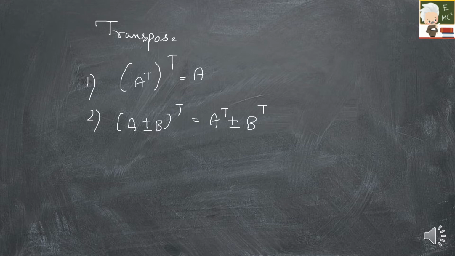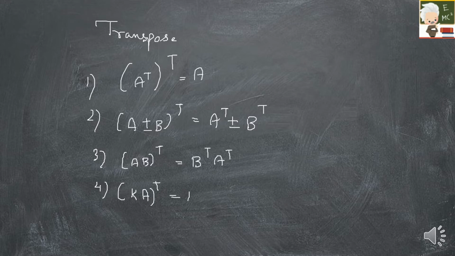All these properties would be helpful for you while having questions related to this. Next, the transpose of A into B will be equal to B transpose into A transpose. And the fourth property is that if there is some constant K into A, the whole transpose, then it would be K into A transpose. So just remember all these properties. These will be really helpful for you.